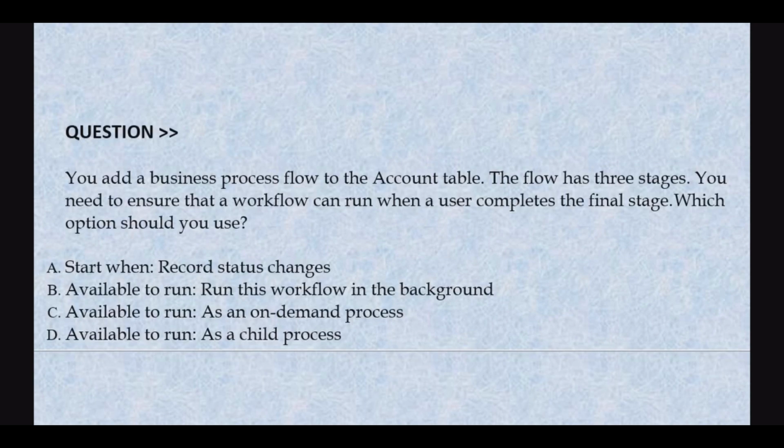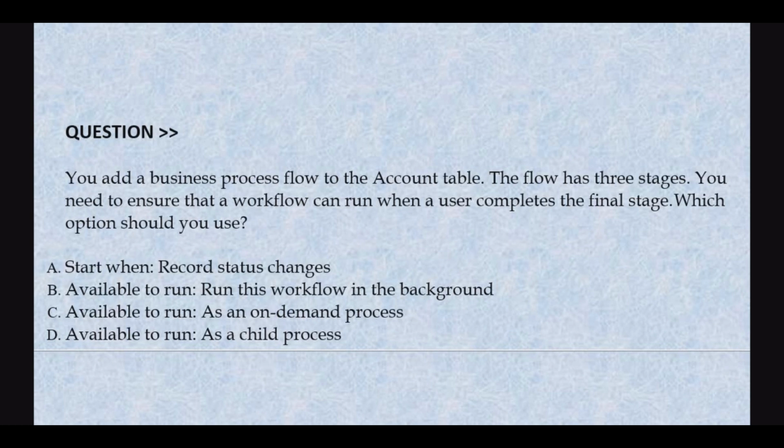Moving to the next one. You add a business process flow to the account table. The flow has 3 stages. You need to ensure that the workflow can run when the user completes the final stage. Which option should you use?